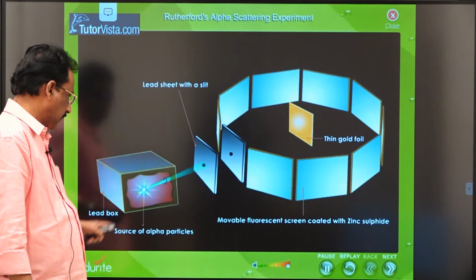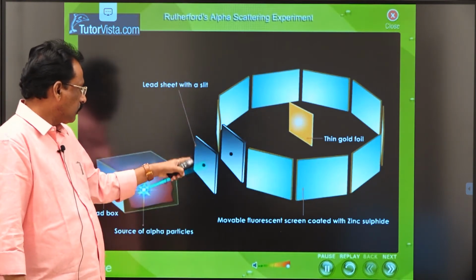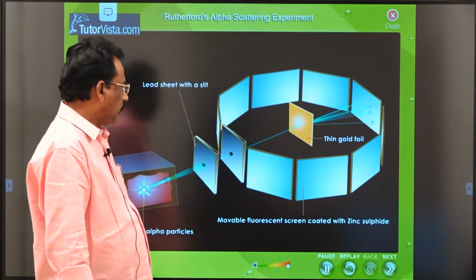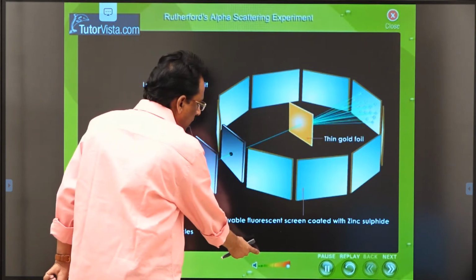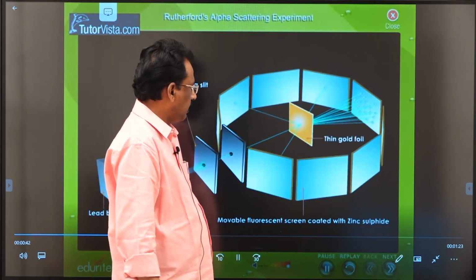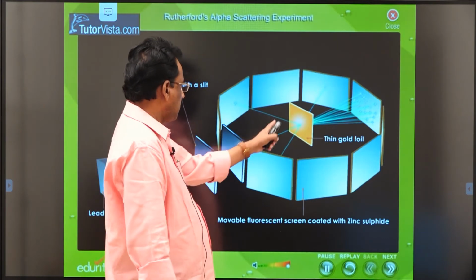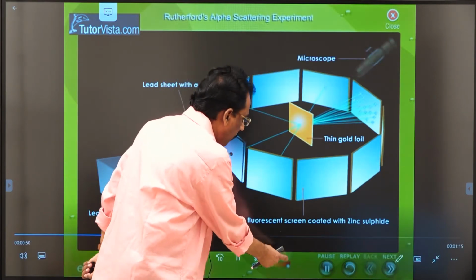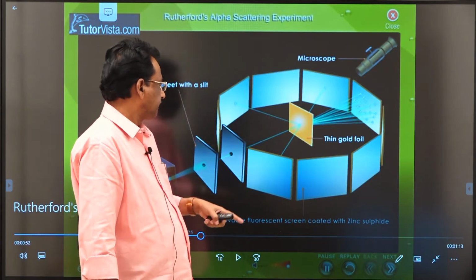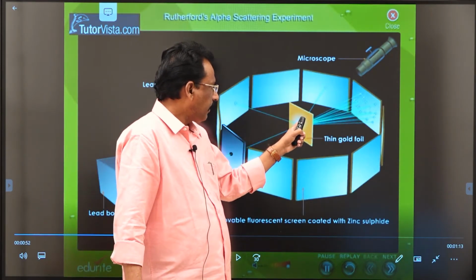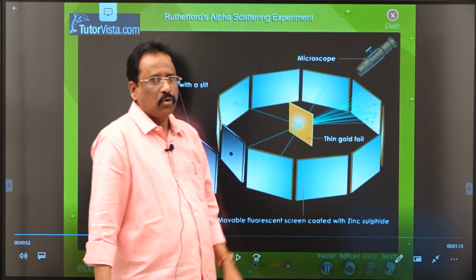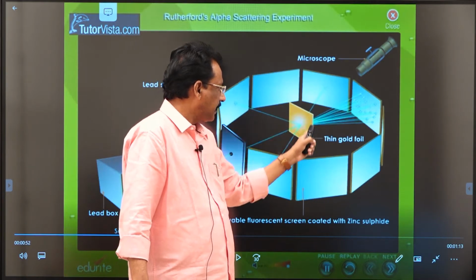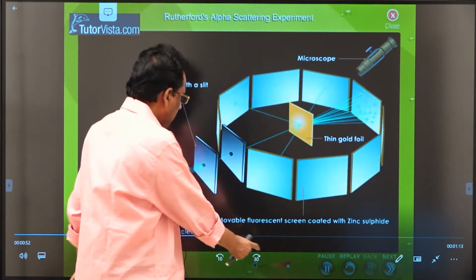These are alpha particles. They are made into a thin beam by using a lead slit, and then the thin beam of alpha particles is made to fall upon a thin gold foil. This is a gold atom. The thin beam of alpha particles is made to fall upon a thin gold foil, and some of the alpha particles directly pass through the gold foil, and very few alpha particles are scattered at smaller angles.